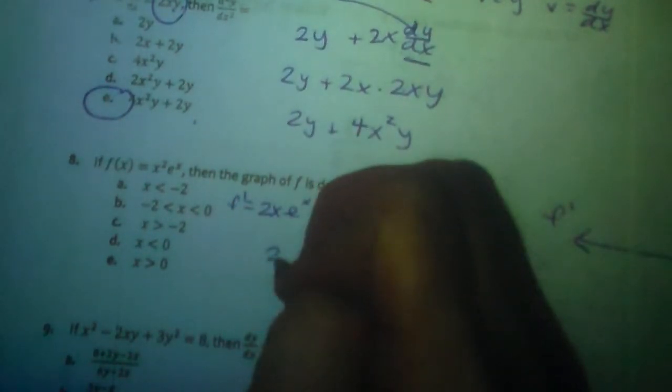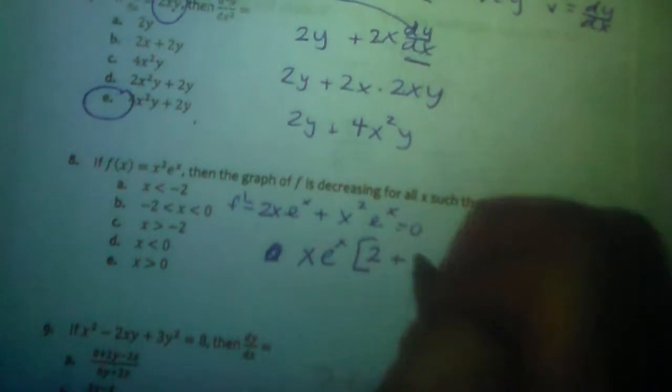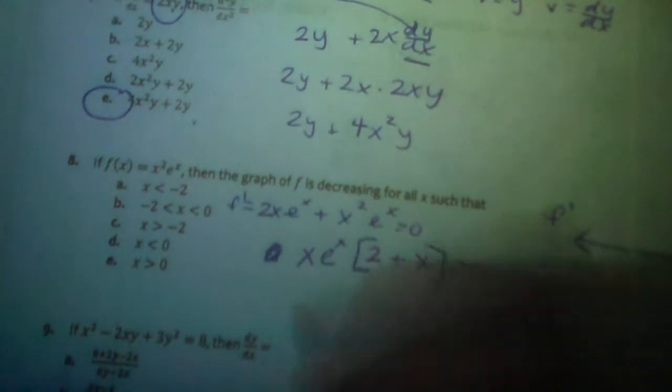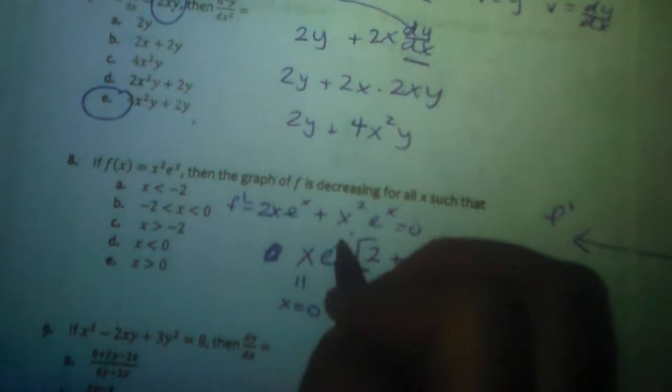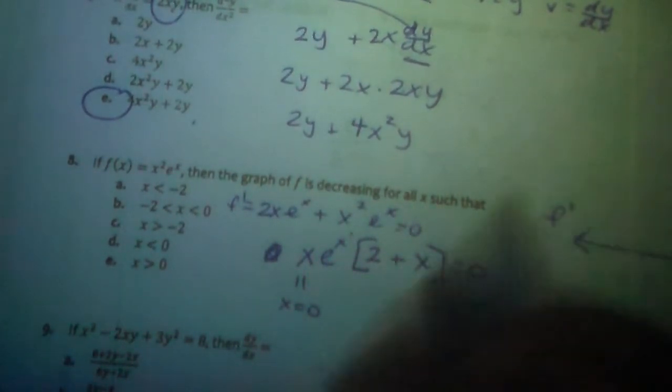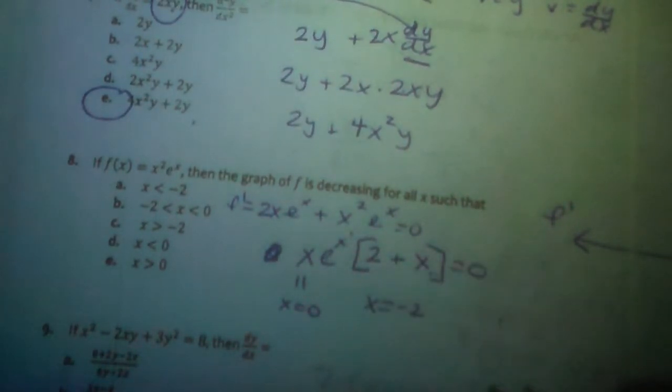I'm going to factor out, not a 0, I'm going to factor out an x e to the x. That will be 2 plus x. So x equals 0 is one. E to the x, nothing I do will make e to the x equal to 0, so that's not a factor. And then x equals -2 will make this inside 0.